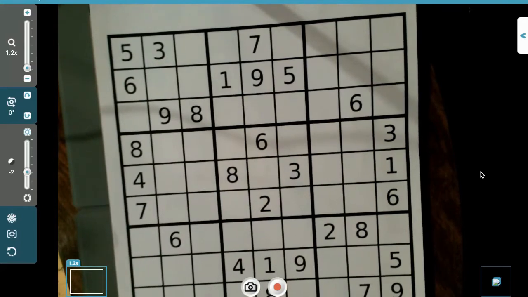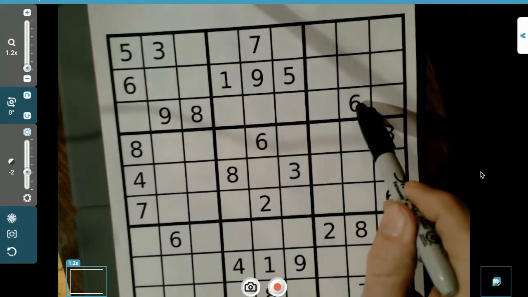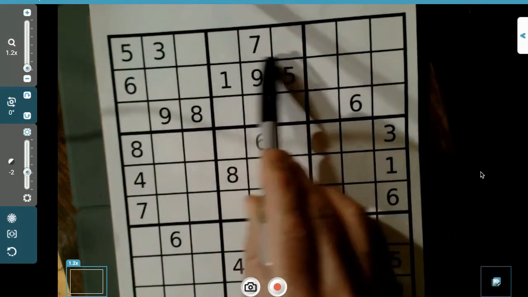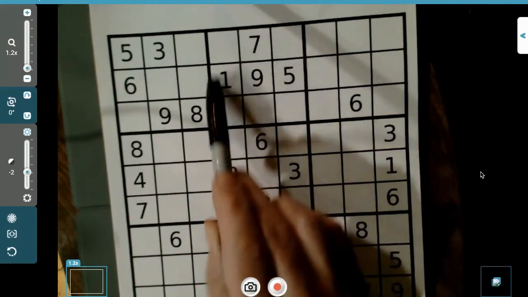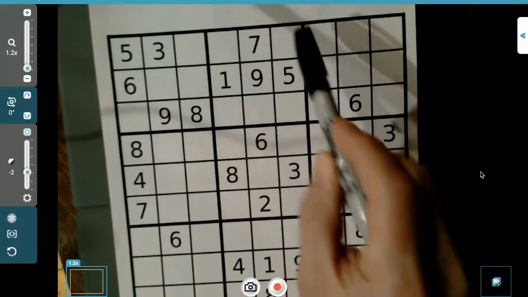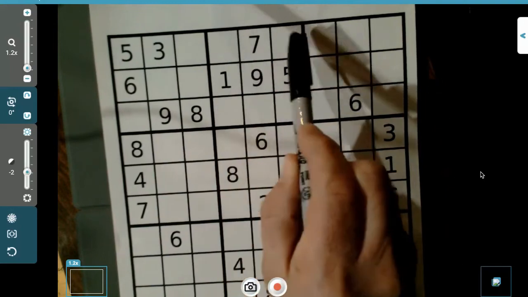And so what you start to do is look for patterns. One pattern you can look for is repeated numbers. So we have a 6 here and a 6 here, but no 6 in either of these two boxes, or any of these boxes. Because this row is taken and this row is taken, that means the 6 has to go in this box or this box.